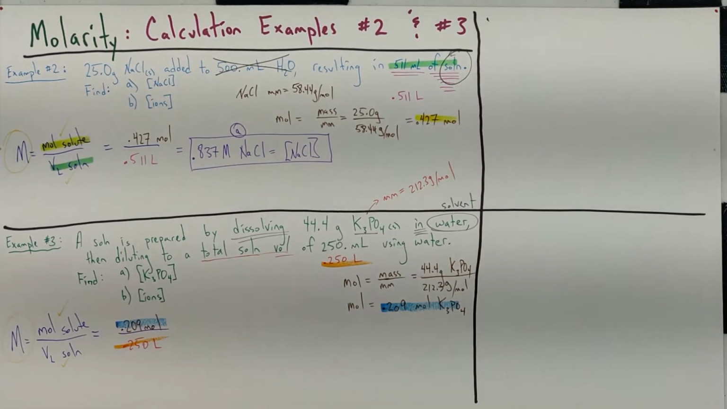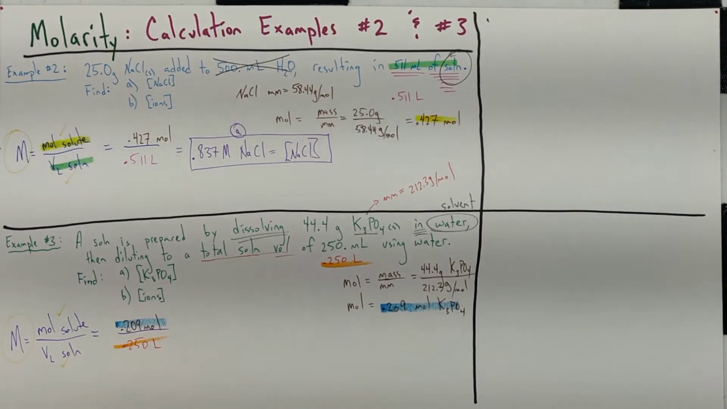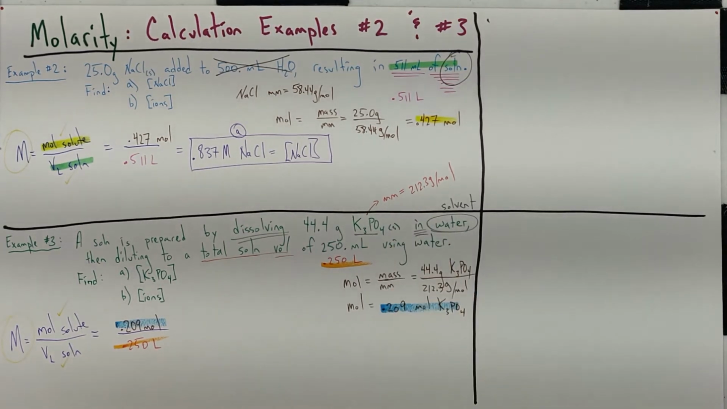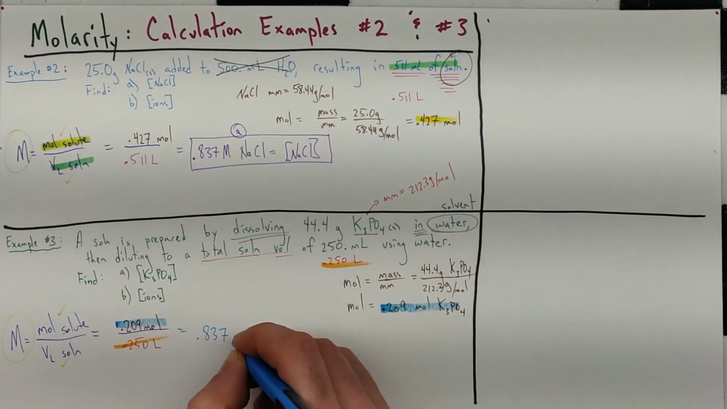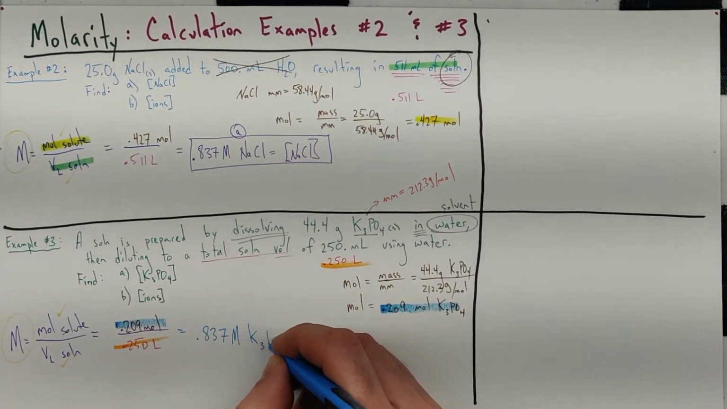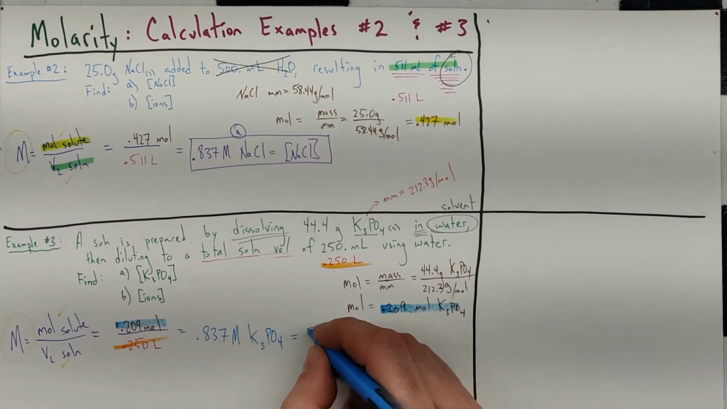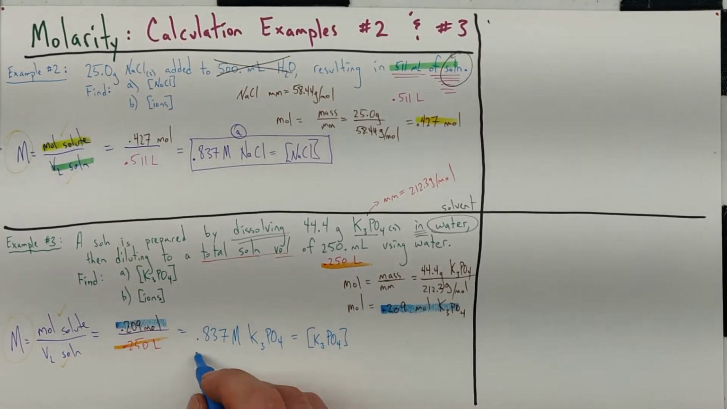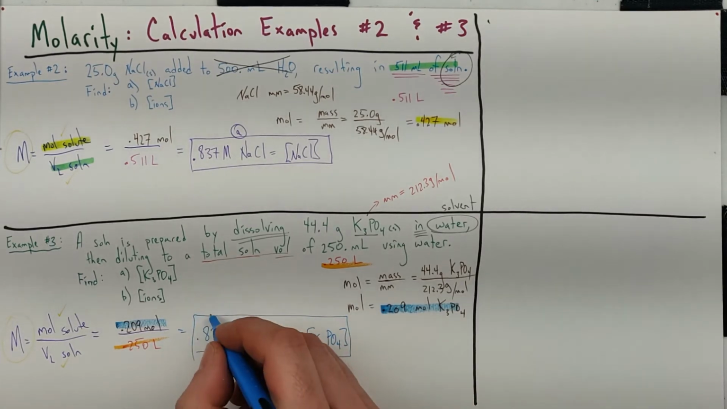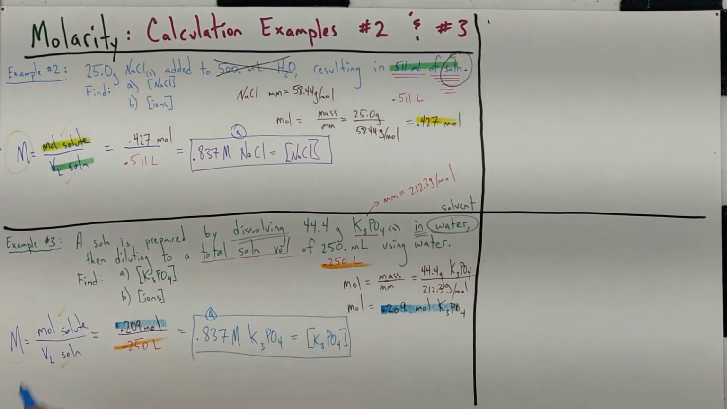Now, when you do this, I intentionally set it up so that we would end up with a shockingly familiar number, and that shockingly familiar number in this case is 0.837 molar. All right, so that is our answer to part A for number 3.